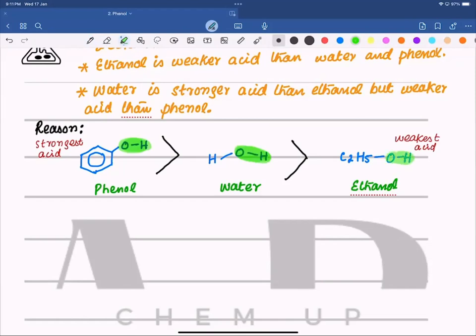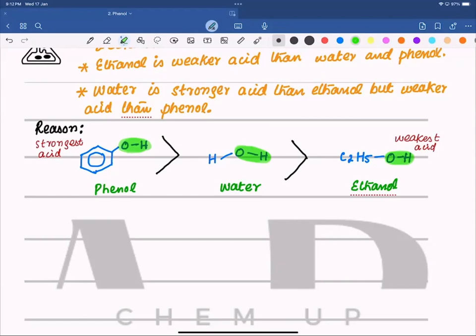Sir, can you repeat it? I am saying that this hydrogen, which is bonded to oxygen, the hydrogen of an OH group, is the one which is actually released in the solution as a hydrogen ion. It happens due to the difference in the electronegativity of oxygen and hydrogen.